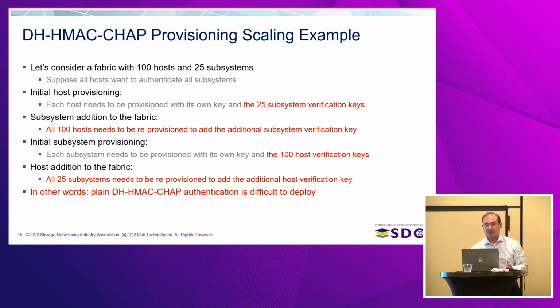And when I add a host to the fabric, all the 25 subsystems need to be reprovisioned to add the additional host verification key. Stated in other words, plain DH-HMAC-CHAP authentication is fairly difficult to deploy. The provisioning problem here is not trivial. Every time you add or remove something to the fabric, you need to update your security provisioning on every entity of the fabric.